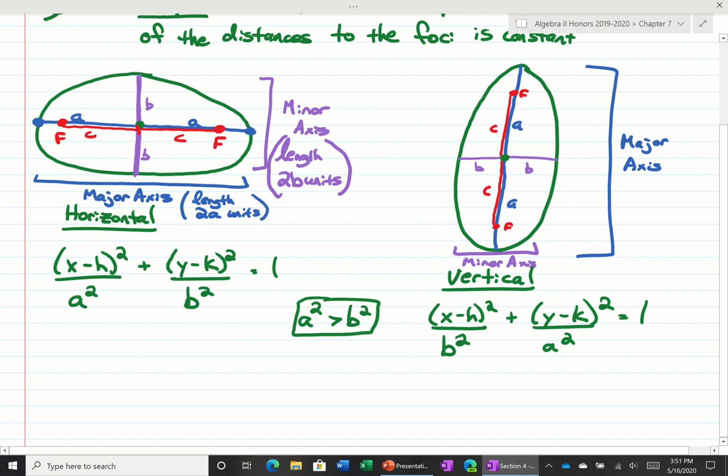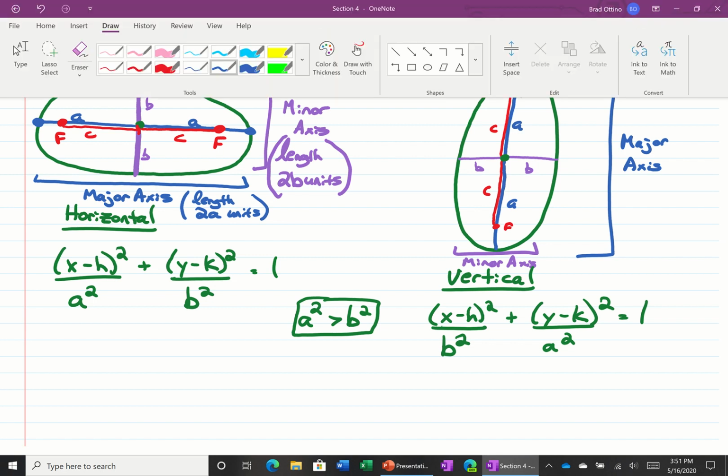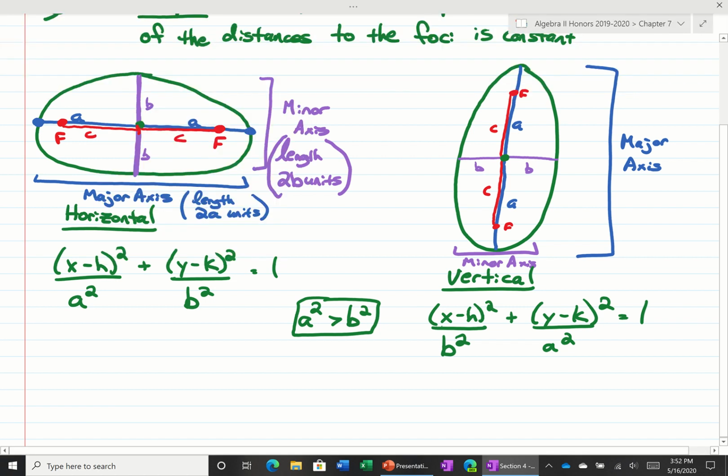Now it's the same for both a horizontal ellipse and a vertical ellipse. And the only other thing that we have to talk about is the equation that ties together a, b, and c. That equation says that c squared equals a squared minus b squared. It's actually similar to the Pythagorean theorem.